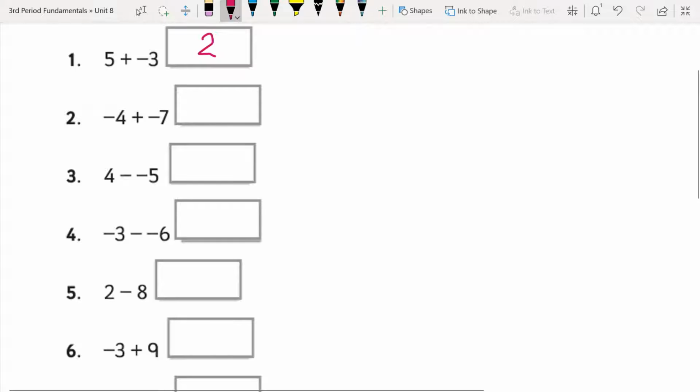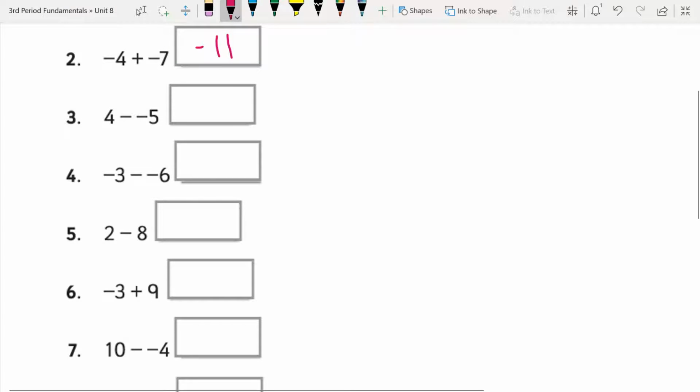Question 2. We have negative 4 plus negative 7. Well, I'm adding, so that's good, but this time they're both negatives. So because they're both negatives, I just add like normal. I do 4 plus 7, and that's 11. Because they're both negative, my answer's negative.